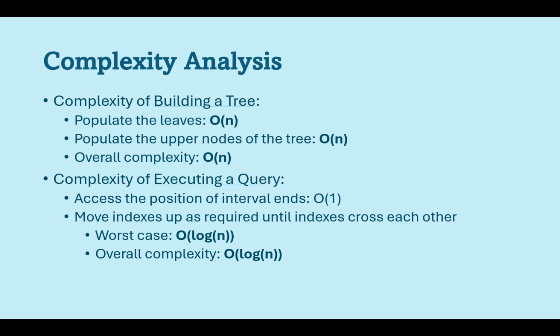Then for the complexity of executing a query, first access the position of the interval end, which is O(1), then move the indexes as many levels up as required until the indexes of the intervals end cross each other. In the worst case scenario, we would need to travel all the way up to the root, which would be O(log n). Because this is a binary tree, the overall complexity of executing a query is O(log n).